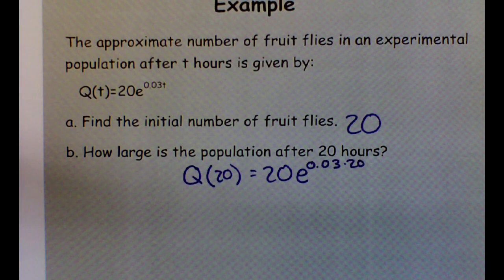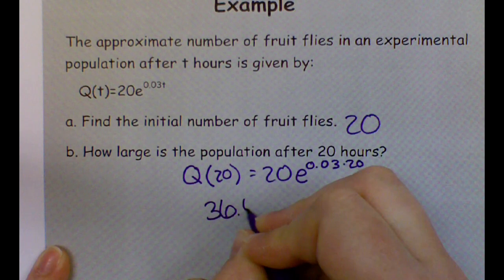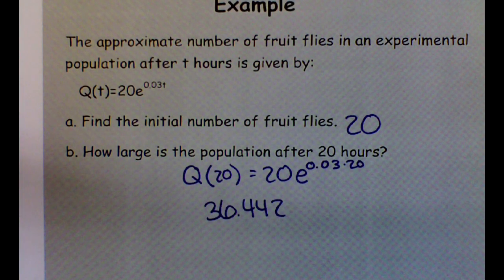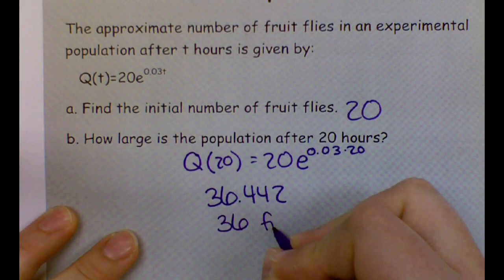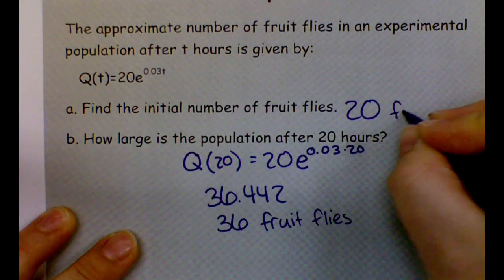Calculator again. I get 36.442. Please realize here, though, we are talking about a population of fruit flies. We can't have 0.4 of a fruit fly, so 36 fruit flies. And I should have labeled my 20 as well, right?